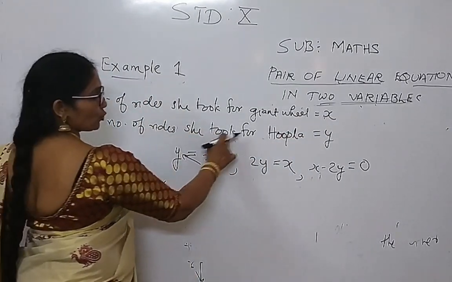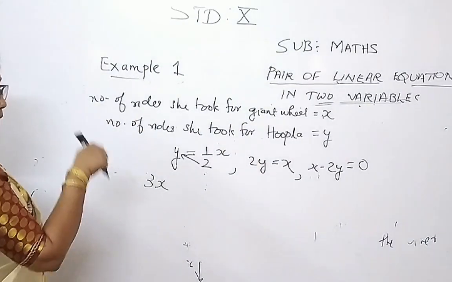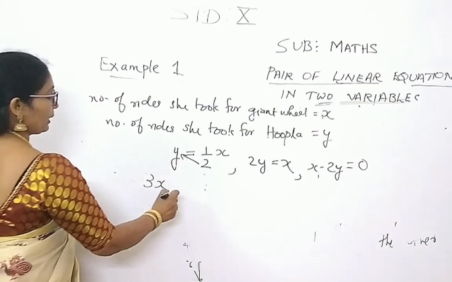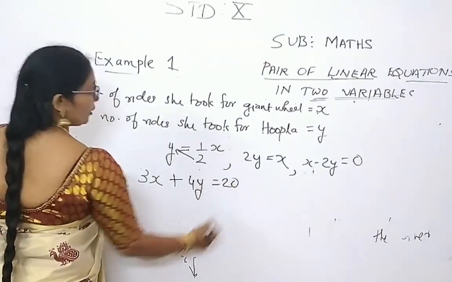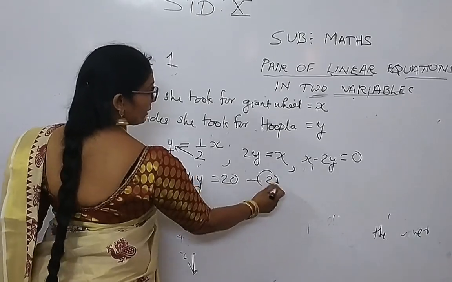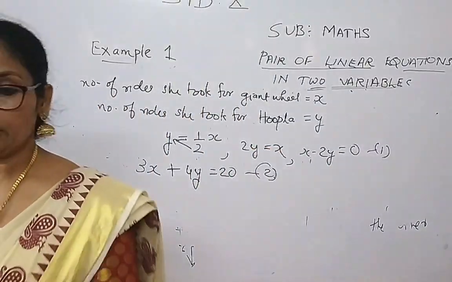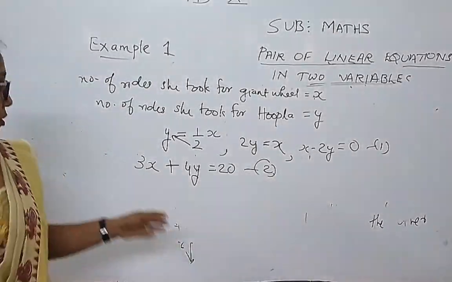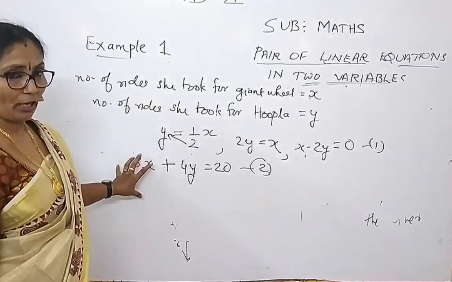And the number of rides she took for hoopla is y. Per ride she has to give 4 rupees, so for y rides it will be 4y. Together she has given 20 rupees for this purpose. Okay, so here you might have got how I made the equation.